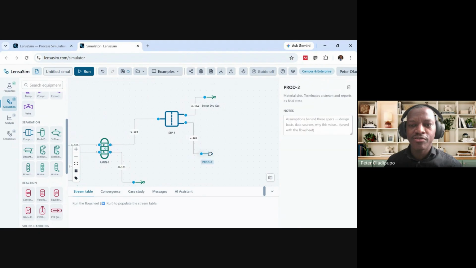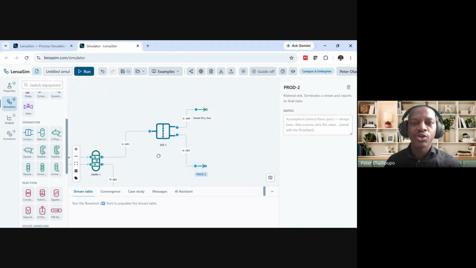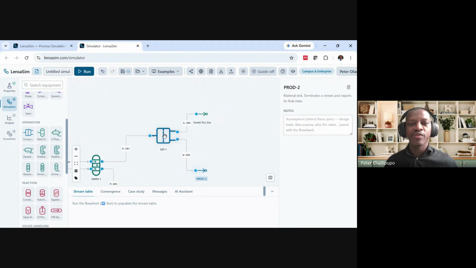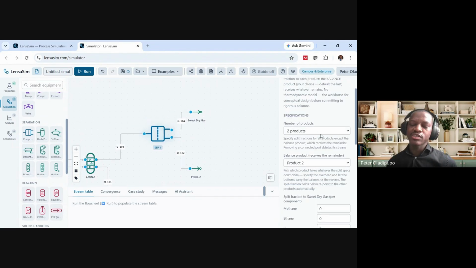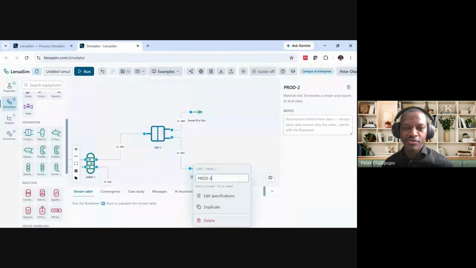So G104. What we need to do now is to specify this separator, how it's working. In UniSim you can specify two products, or more. But of course, all we need is two products: the sweet dry gas stream as well as the stream for the water.